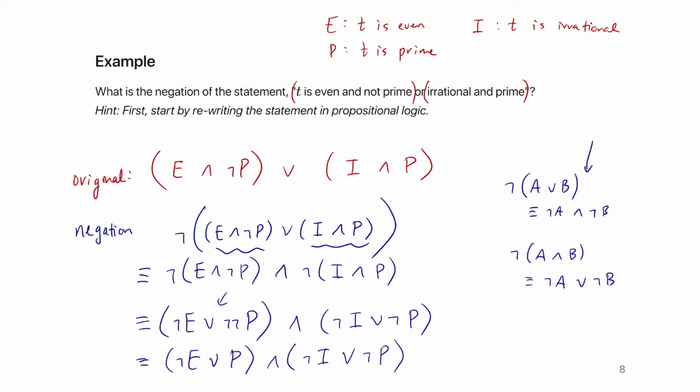So if we wanted, I could now translate this back to English and say the negation of the original statement is T is not even or prime, and not irrational or not prime.